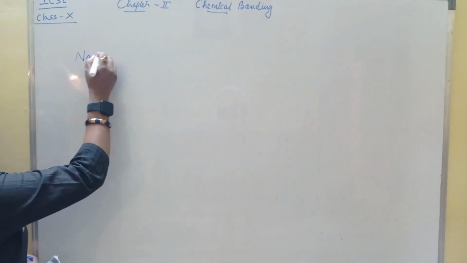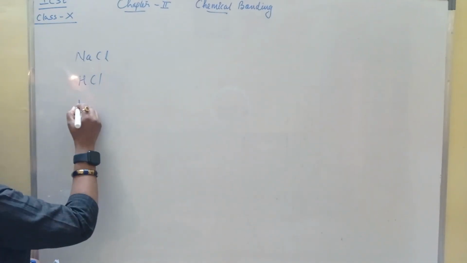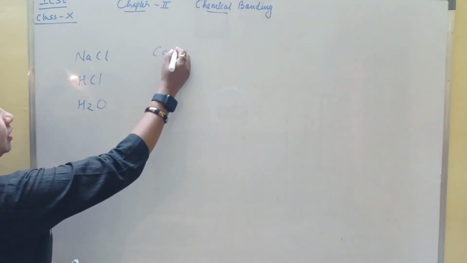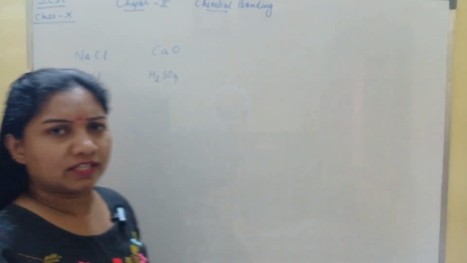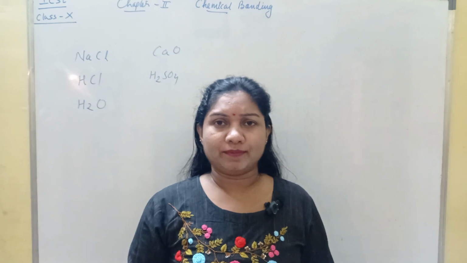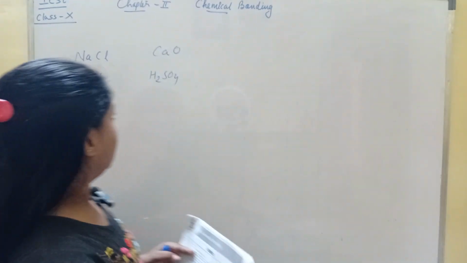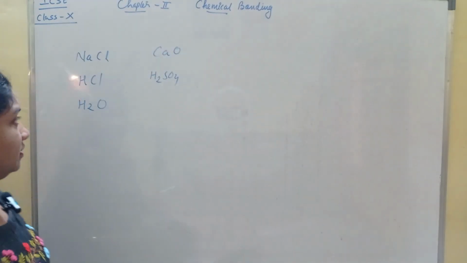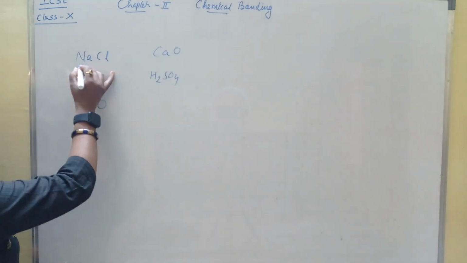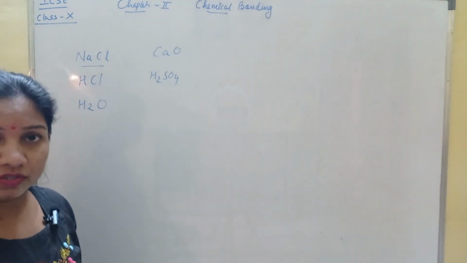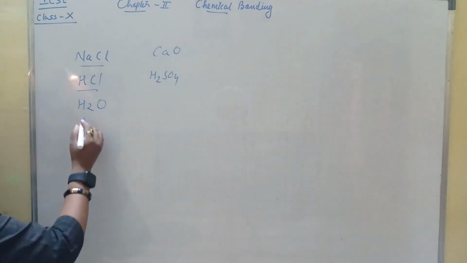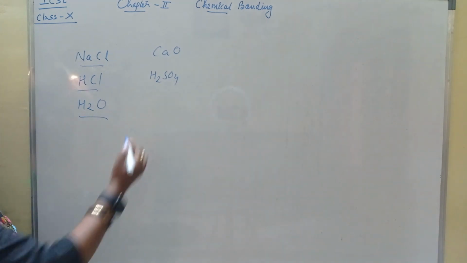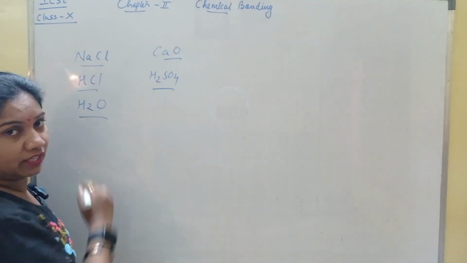See, I'm going to write some examples over here, like NaCl, HCl, H2O, CaO, H2SO4. So many compounds are there. Some are artificially prepared in the lab and some are naturally occurring. I have written some of the very common examples. You are already familiar with these, like sodium chloride, which is the common salt we eat. HCl is hydrochloric acid. H2O, everyone knows, is water. Calcium oxide, and this is sulfuric acid.